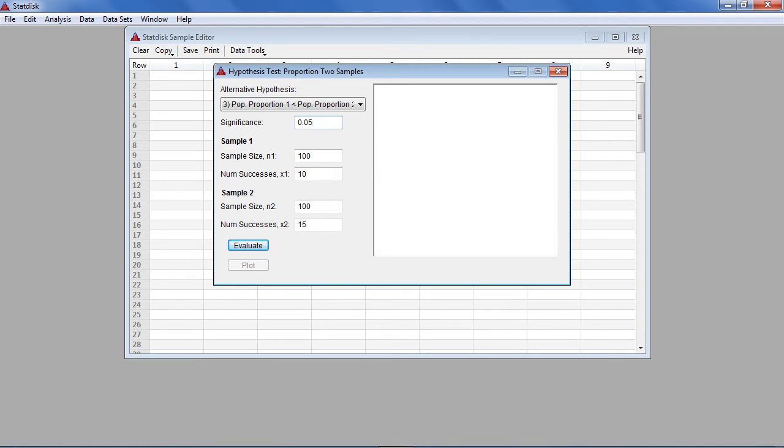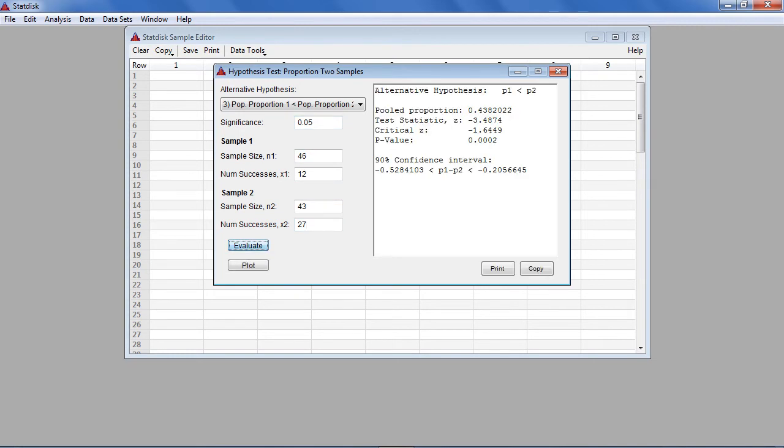Next, enter the desired significance level. In this example, we enter 0.05. Proceed to enter the sample size and number of successes for each sample. In this example, for sample 1, we enter 46 for sample size and 12 for number of successes. For sample 2, we enter 43 for sample size and 27 for number of successes. Click Evaluate, and the results will be displayed as shown.